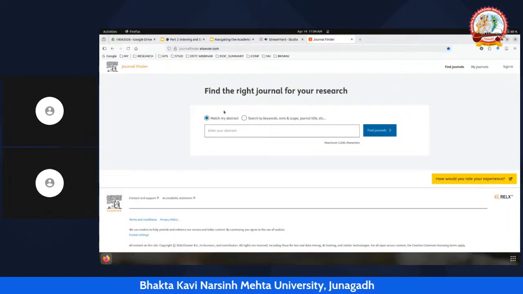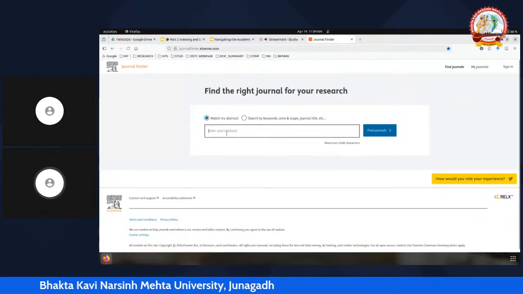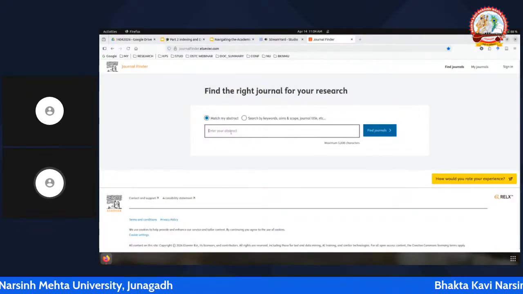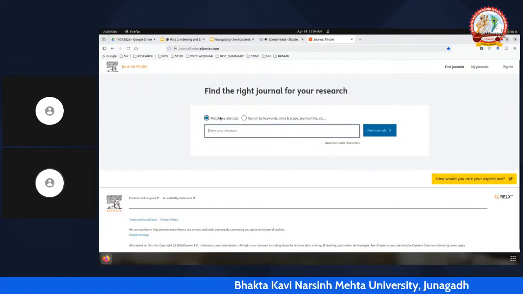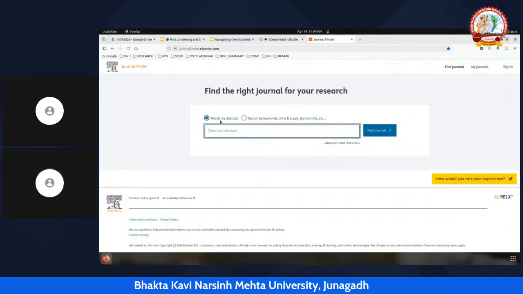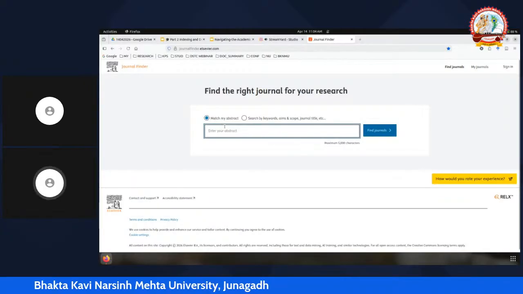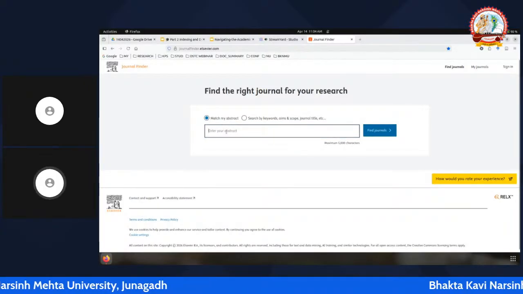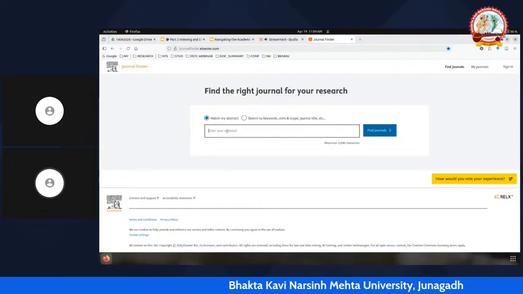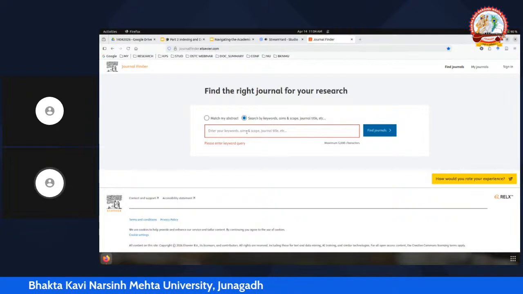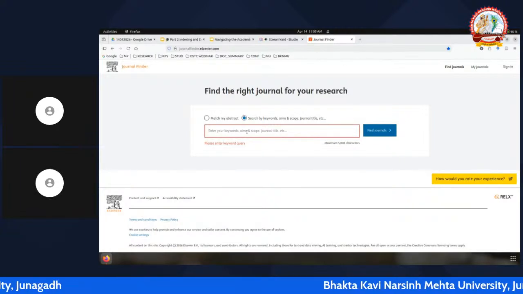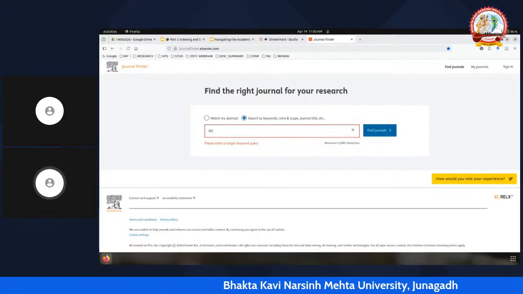Now for the Elsevier journals, Web of Science, you can find out the Elsevier journals from here. Here we have Journal Finder publication. You can directly match the abstract. If you have an abstract, then you can directly copy and paste your abstract. It will identify the suitable journal in which you can publish your paper. Recently, we are making some example related to keywords. Suppose I want to identify air quality.